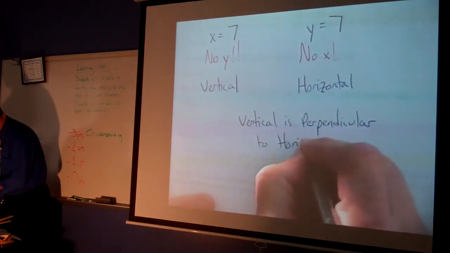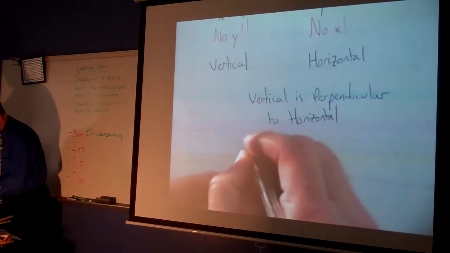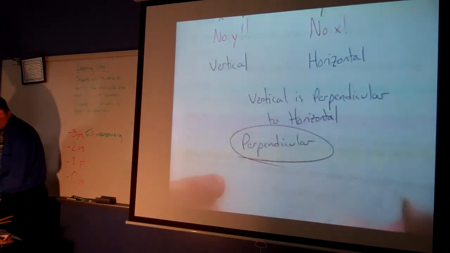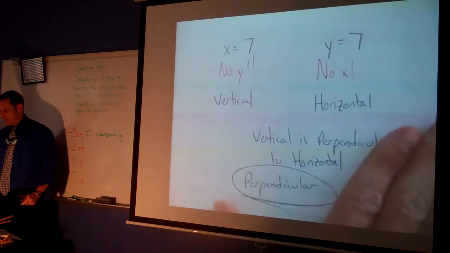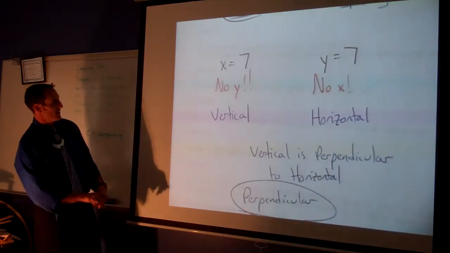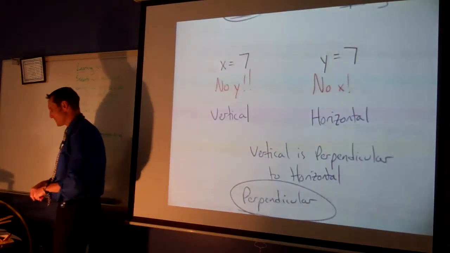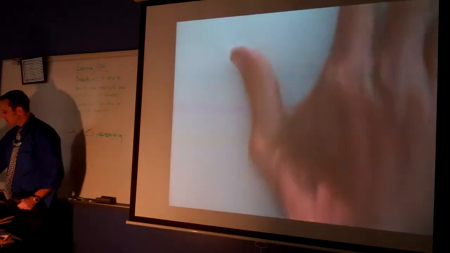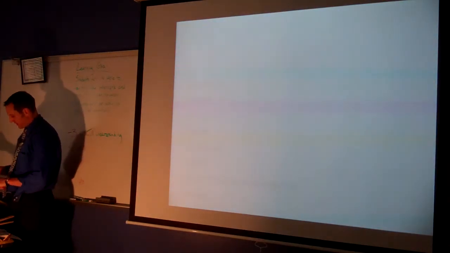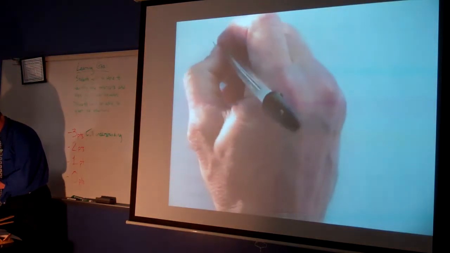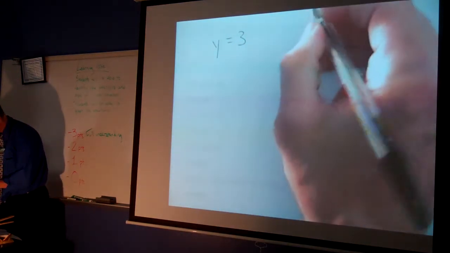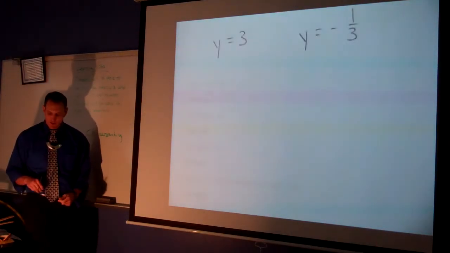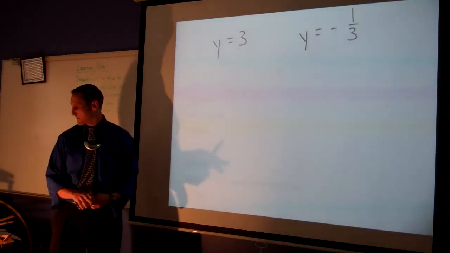That is a good little trick to know. So these two lines are indeed perpendicular. So don't be fooled by the fact that they both equal 7. This one is vertical, this one's horizontal. Now we'll do one more example to keep you on your toes. Last example of two equations, whether or not they are parallel, perpendicular, or neither. If we have y equals 3 and y equals negative 1/3, are these two lines parallel, perpendicular, or neither?